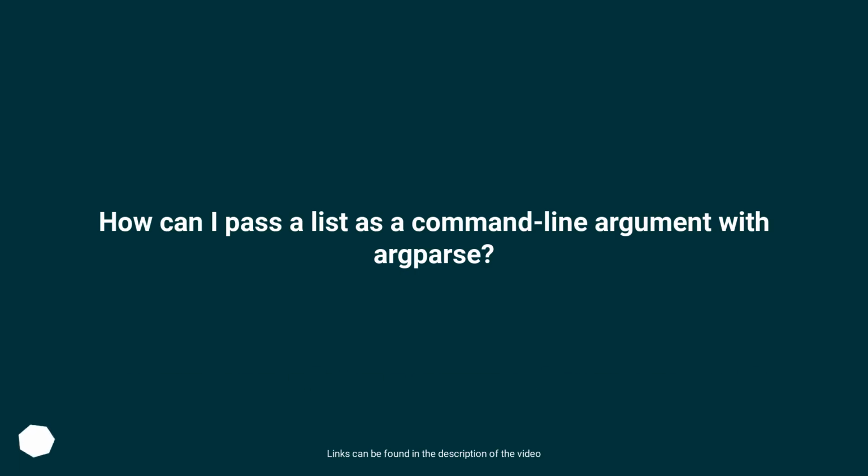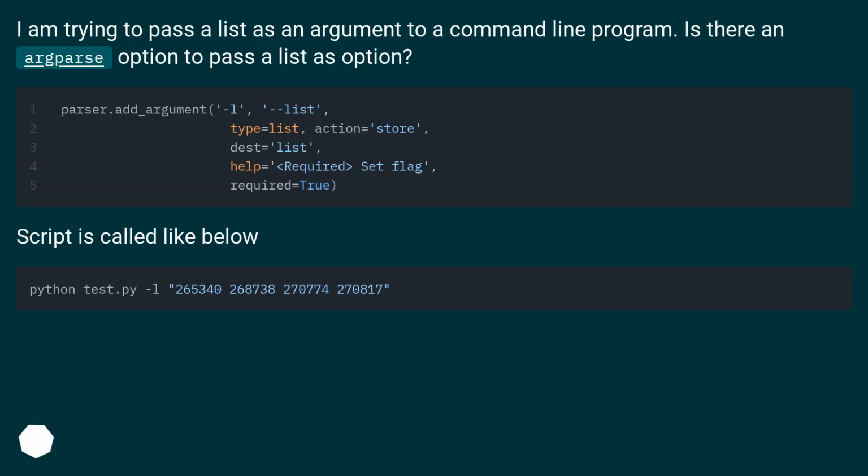How can I parse a list as a command line argument with argparse? I am trying to parse a list as an argument to a command line program. Is there an argparse option to parse a list as option? Script is called like below.